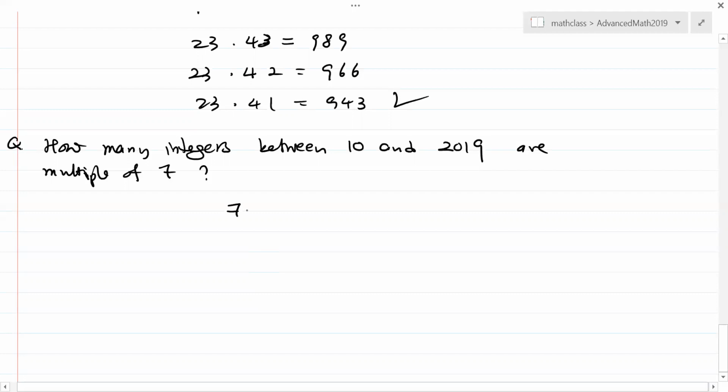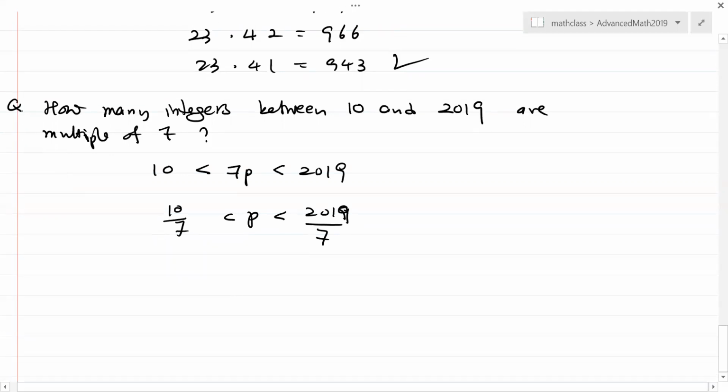So the number must be written in the form 7p. It's less than 2019, greater than 10. So you divide both sides by 7. Then it depends on how many choices for p, right? This side is about 1.4, an estimate. The other side, 2019 divided by 7, is going to be 288.4. Clearly p is an integer, so p must start from 2, 3, all the way to 288.